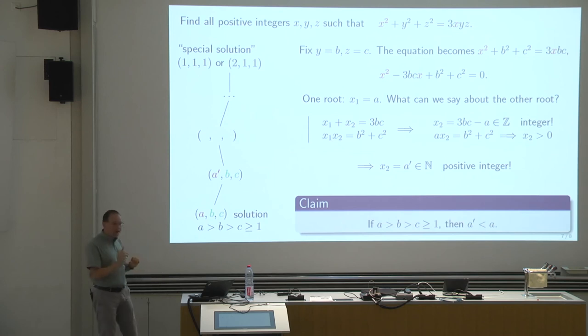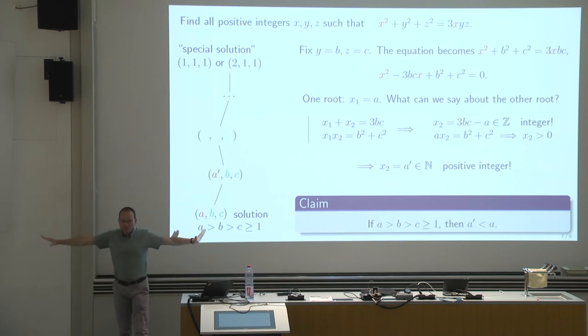Very important. But now, we ran a little bit over time, but we have to prove that claim. We have to prove that if you order A, B, and C in this way, and if you fix B and C, replace A by the other root, you get the other root is smaller than A. That's all that we have to prove. Once we prove it, then we are done. We prove it on the last slide.